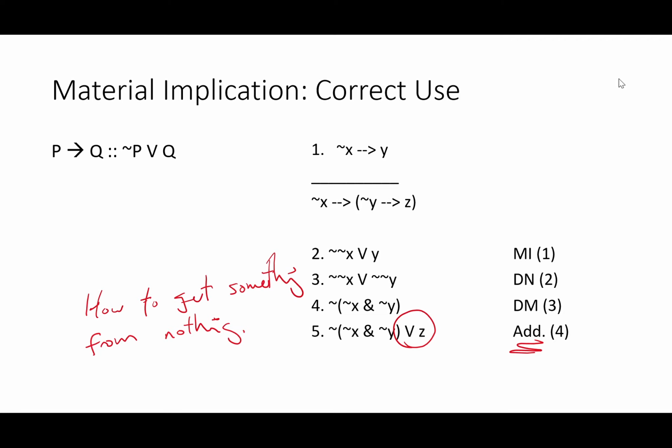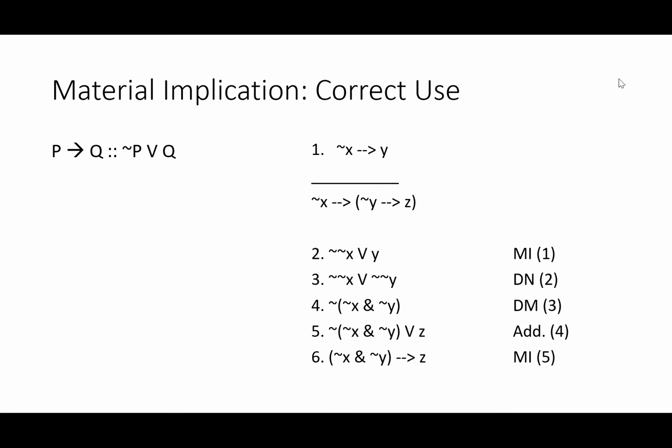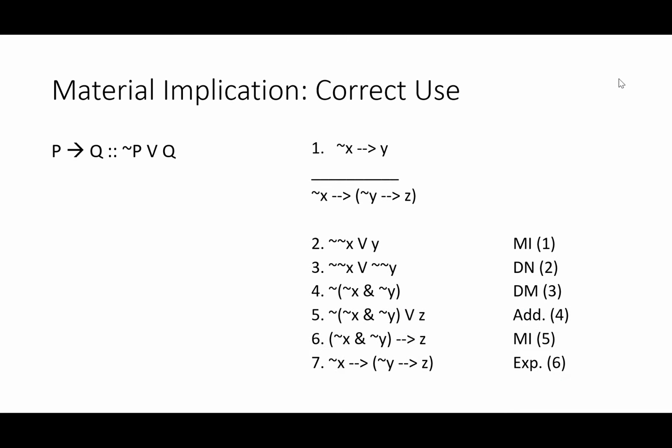If you want to get something from nothing, addition is your rule. And if you want to add an arrow from nothing, addition and material implication is your rule. Here we've changed that V that we just added into a conditional, and we've removed the negation. Now we can use exportation and get to our conclusion. If not X, then if not Y, then Z. We don't have any idea whether Z is true or false, and it doesn't matter since not Y is false.